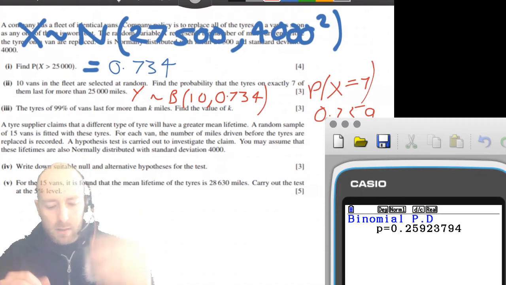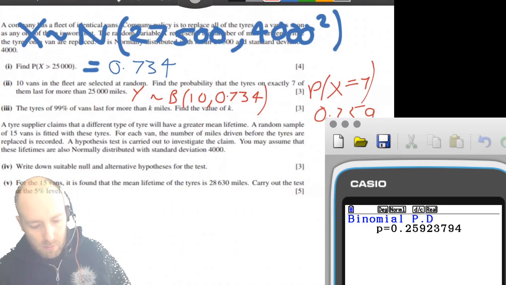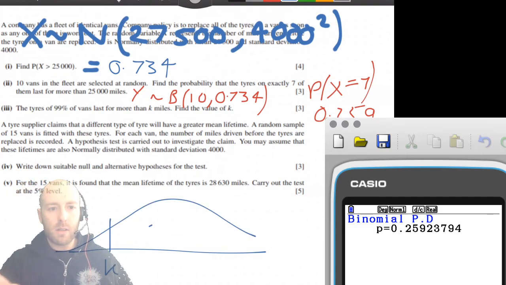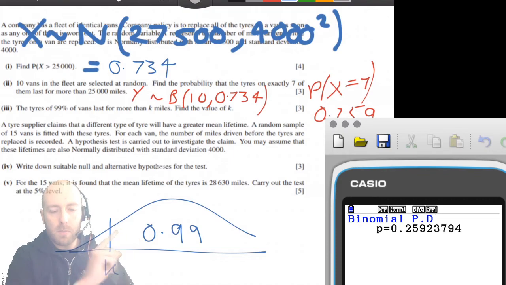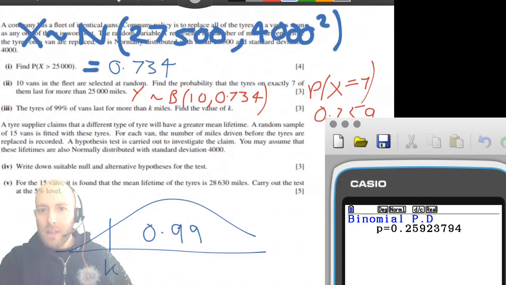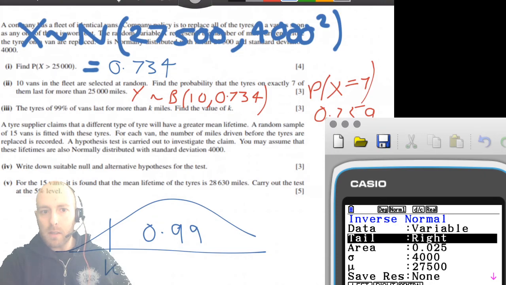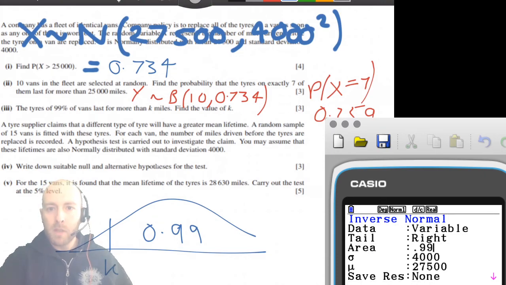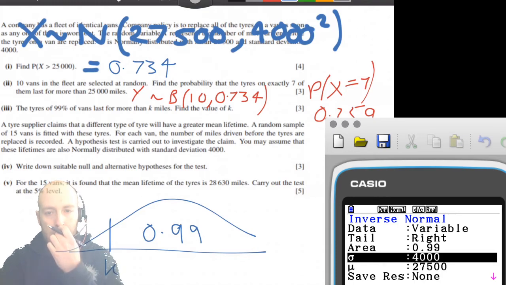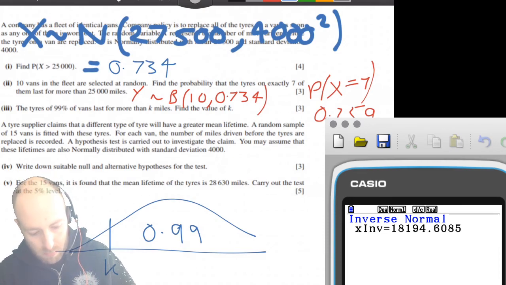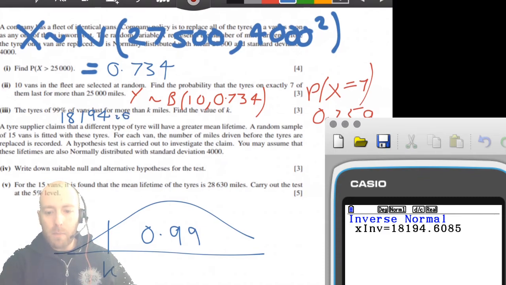Cool. Last bit is probability. Find the tires 90. Yeah, okay. So we need to draw this really. So we got 99% is greater than k, so 0.99. So if you're on the ClassWiz, look at this bit with 0.1. If you're on the graphical, look at this bit with 0.99. So we're going to go to distribution, normal, inverse normal because we know the probability. So tail for me is on the right. I'm going to use 0.99. Sigma 4000. Yep, and that one is that. Hit enter. 18194.6.